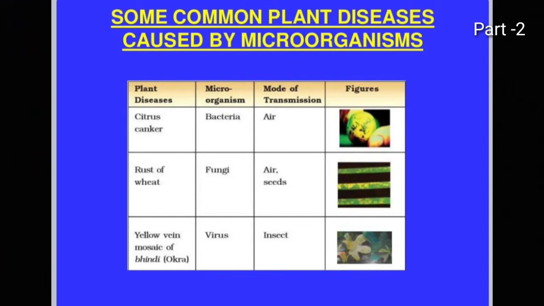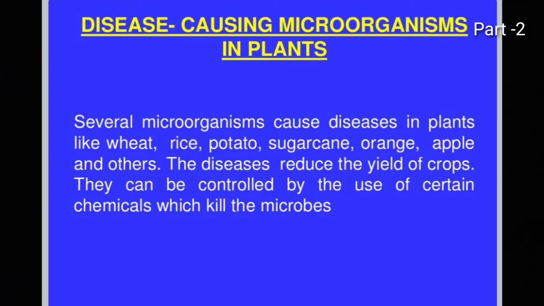First is citrus canker. This is one disease which is caused by a microorganism called bacteria. And how is it transmitted? It is transmitted through air. Then second is rust of wheat, which is a very common disease in plants. It is caused by fungi and it is transmitted through air and seeds. Then is yellow vein mosaic of bhindi, that is okra. This is also one disease of plants and it is caused by a virus. And how is it transferred? It is transmitted through insects. So these are some of the plant diseases which we should be aware of.